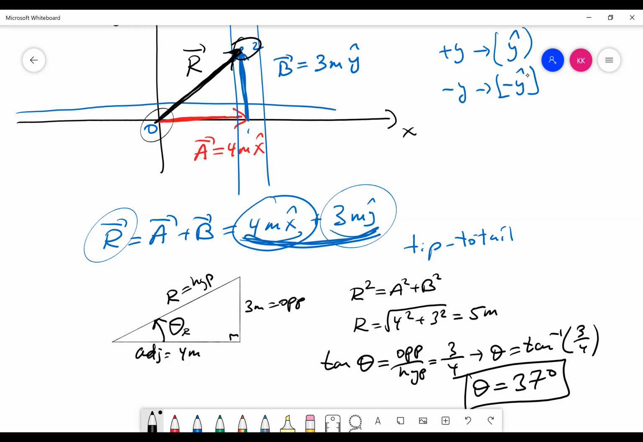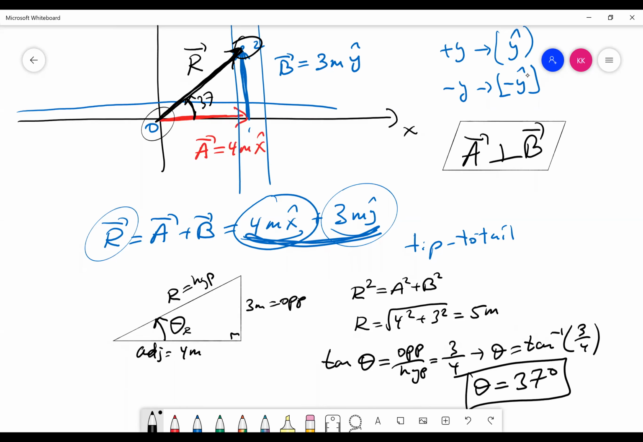Okay. That means I can say this is 37 degrees above the positive x-axis, and it's 5 meters long, the magnitude for the vector R. You can say this is a different type, the second case of vector addition. This is when vectors A and B are perpendicular to one another. If they're perpendicular, then we can use the Pythagorean theorem and add them together like that.